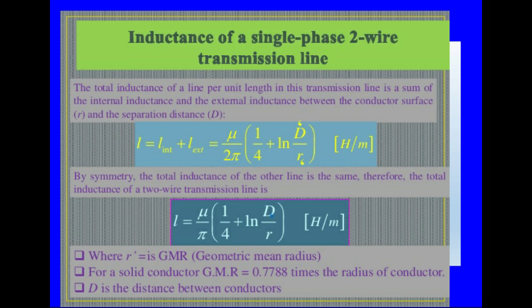By symmetry, the total inductance of the other line is the same. Therefore, the total inductance of a 2-wire transmission line is L is equal to mu upon pi into (1 upon 4 plus ln d upon r), where r is the GMR. What is GMR? GMR is geometric mean radius. For a solid conductor, GMR is 0.7788 times the radius of the conductor, and d is the distance between the conductors.